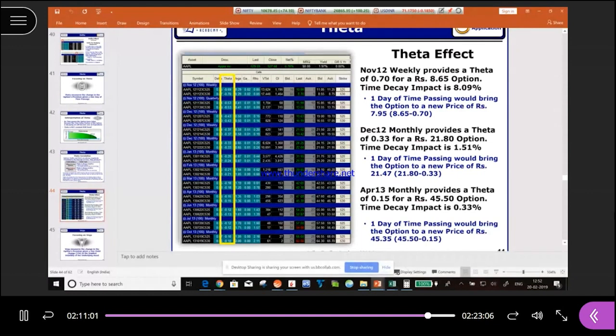So haven't we mitigated the risk of time decay? Yes, farthest month has least theta. So theta and time value are inversely correlated. More the time value, lesser the theta. The reason is, more the time for expiry, more the time value; more the time value, lesser the theta.